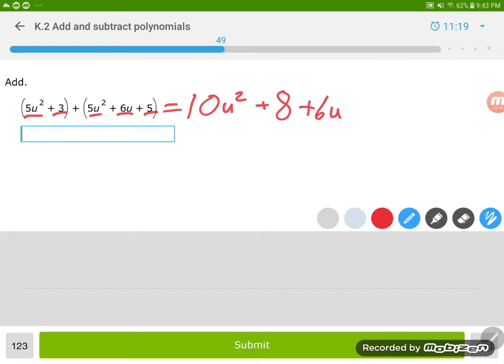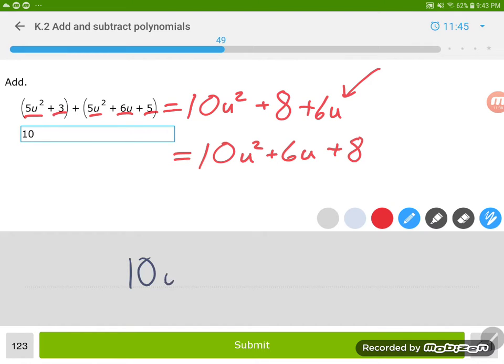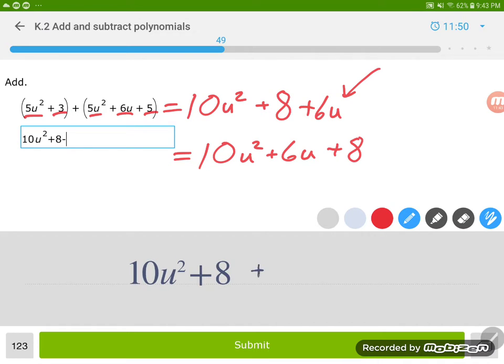Now notice I wrote this out of order, meaning that I didn't write it in order of their powers. Now, it's technically still correct. However, as mathematicians, it's always good to be organized, and you should always try and write your work from highest power to lowest power. And to even test out that this version still is correct, we'll go ahead and write that in there. So we have 10u squared plus 8 plus 6u.